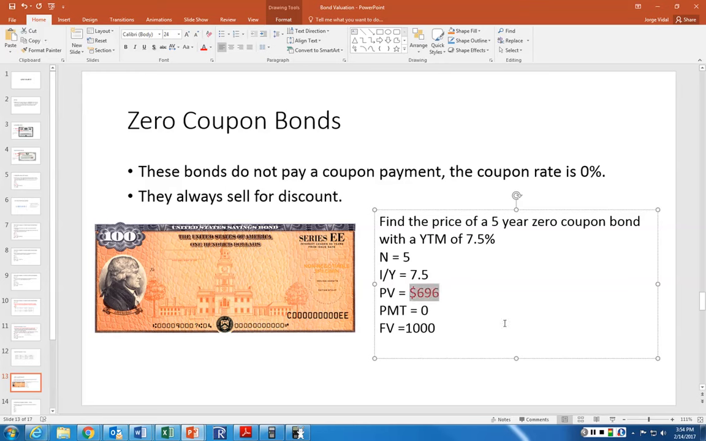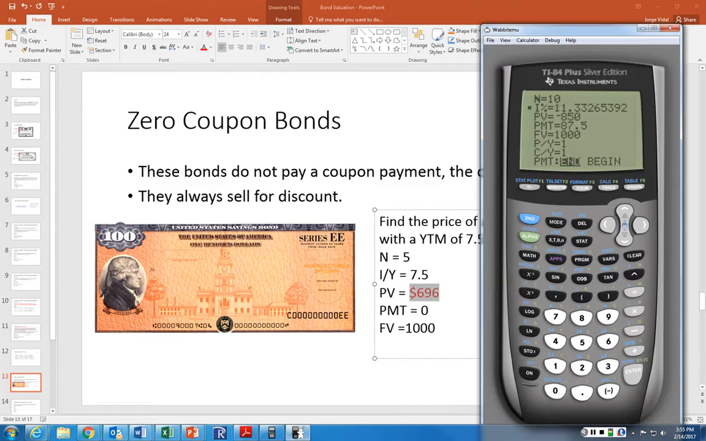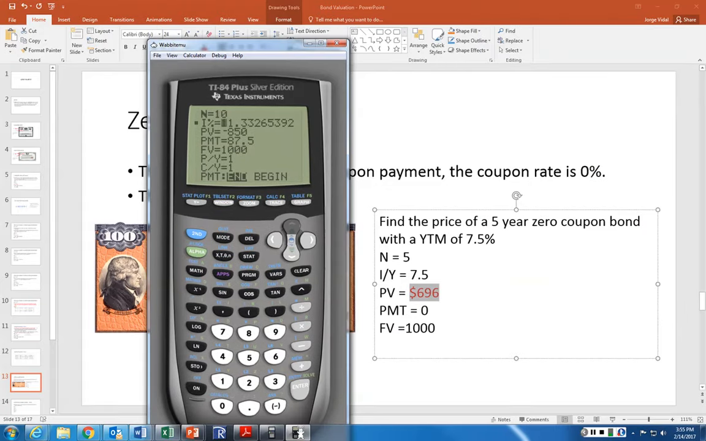Which is a discount. And in the other calculator, 5 years, IY 7.5, payment 0, future value 1,000, present value, alpha. Okay, so 696. And then in class, we mentioned that over time the par value will remain constant, 1,000, but bond prices fluctuate.